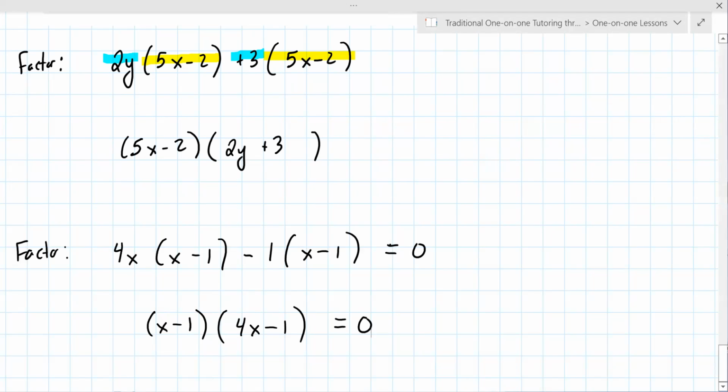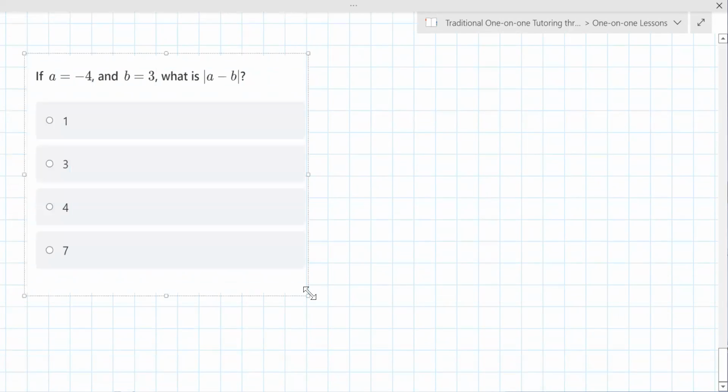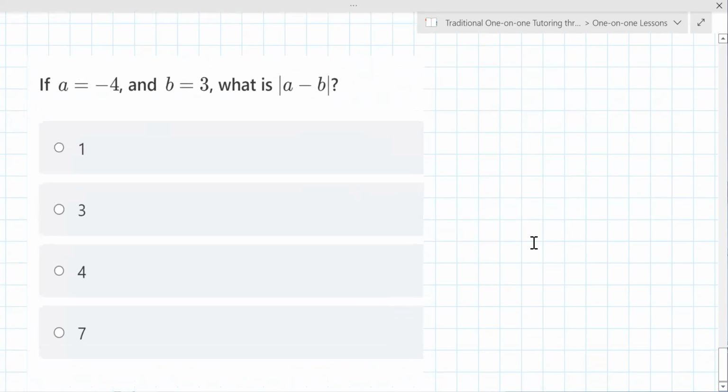Okay, so let's look at some absolute value. This is just another topic. Lots of topics here. All right, so it says if a equals -4 and b equals 3, what is the absolute value of a minus b? Any idea how to start here on this one?